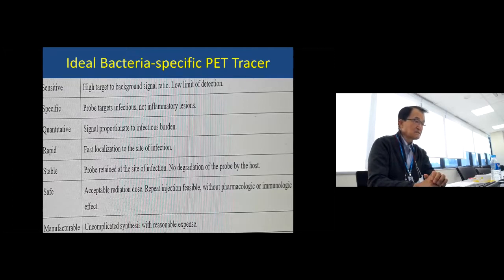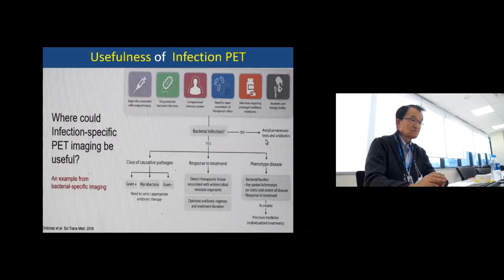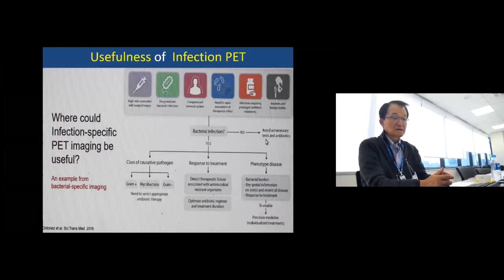The ideal PET tracer, as you know, has to be highly specific, sensitive, quantitative, and rapid. Imaging is important, and obviously the safety issue. So this infection-specific PET imaging is certainly theoretically useful in determining the pathogen, response to therapy, and the burden of infection.